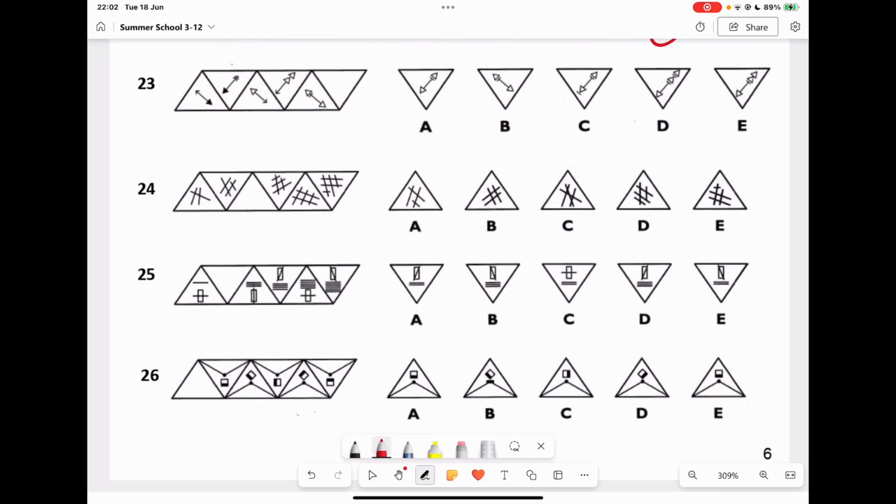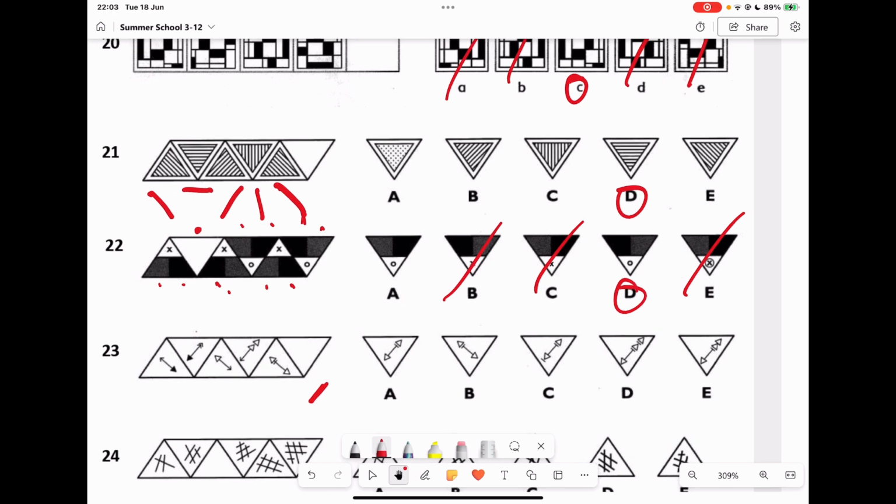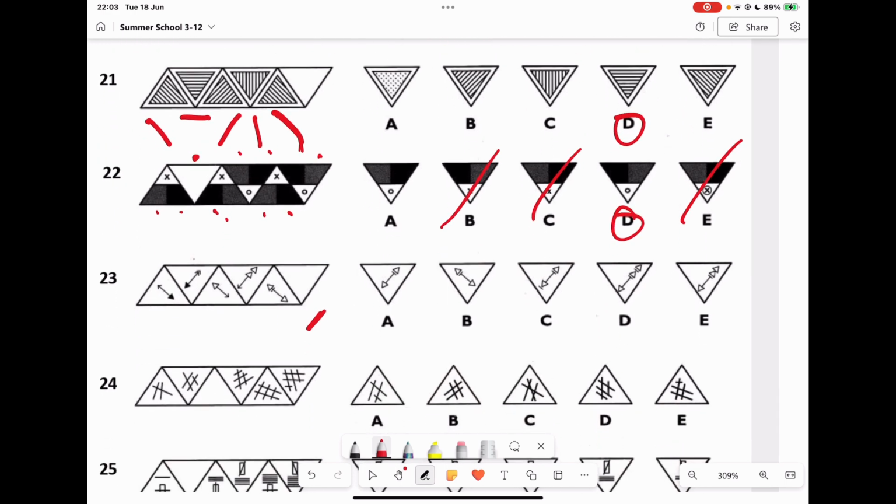Then 23. So we can see that the arrow is rotating. It's going 45 degrees. Oh no, it's going 90 degrees anti-clockwise in each shape. So given that, we know that it will be facing this way. So with that, we can rule out B. Okay, now we're looking at the arrowheads.